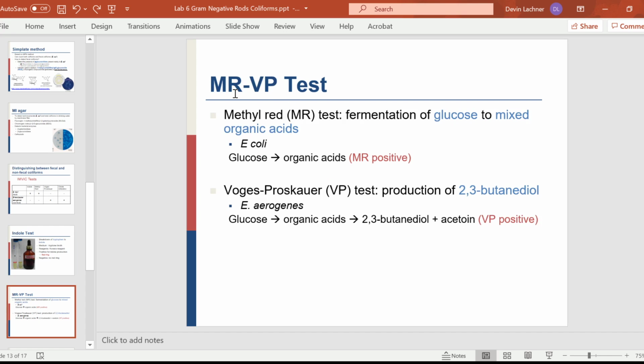And so the MRVP test, which is for methyl red, MR, and the Voges-Proskauer, which is VP. The MR test is going to be testing for the fermentation of glucose into mixed organic acids. And then the Voges-Proskauer tests for the production of 2,3-butanediol. So this is going to be taking place in E. aerogenes. This will be taking place in E. coli.